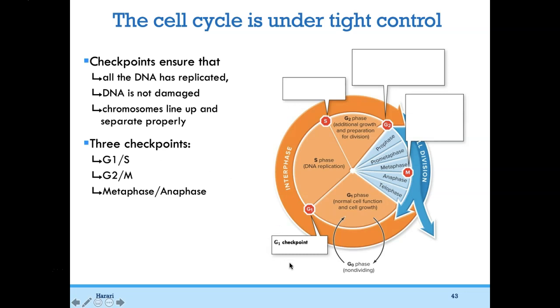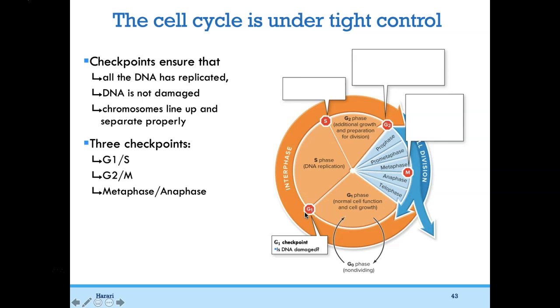At the G1 checkpoint, that's the first checkpoint, the one in between G1 and S, after G1, the checkpoint says, are you going to go on to S phase, or are you going to go into a G0 phase, which is non-dividing? Those cells are like our neurons. They are senescent, meaning they don't do mitosis anymore. Certain senescent cells never get past this checkpoint.